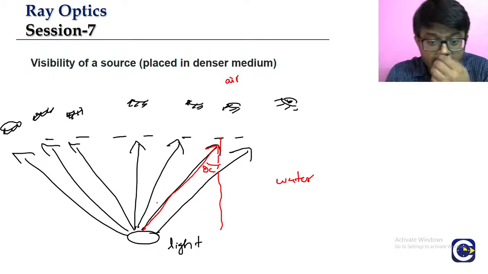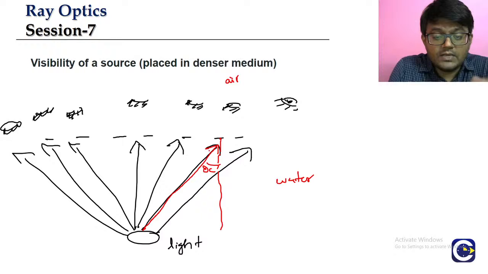They are observing from the air. So light rays, when they go from a denser medium to a rarer medium, will bend away from the normal, right? So this is the critical angle.